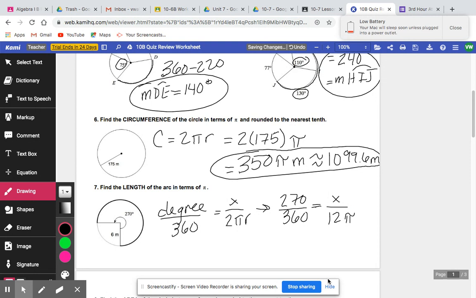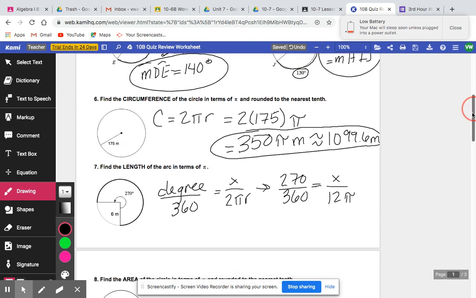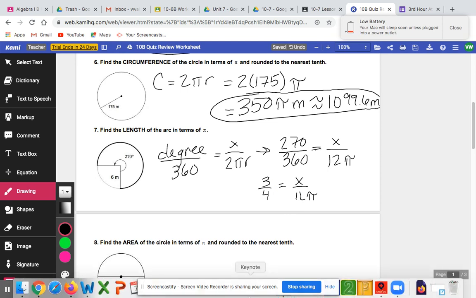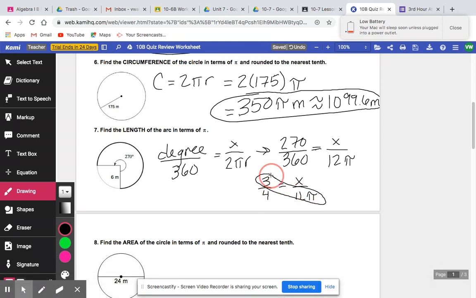Now I just need to solve this. Let's scroll down just a wee bit. If you can reduce the fraction on the left, do it. It's going to make your life a whole lot easier. 270 divided by 360, if you reduce that, that's 3 over 4. So 3/4 equals x over 12 pi. You cross multiply from here. For some reason, it's not really wanting to load for me. Oops, somebody walked in. That's totally okay.